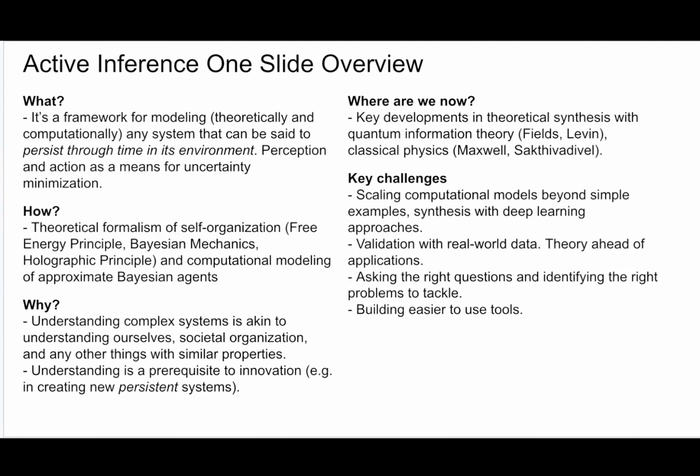Active inference is a framework for modeling, both theoretically and computationally, any system that can be said to persist through time in its environment. And the theme of persistence is particularly important due to its relation to the free energy principle, about which we might talk in another live stream in the future. In active inference, perception and action are essentially a means for uncertainty minimization, and uncertainty is usually cast through the lens of variational free energy.